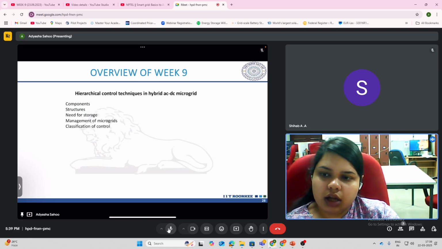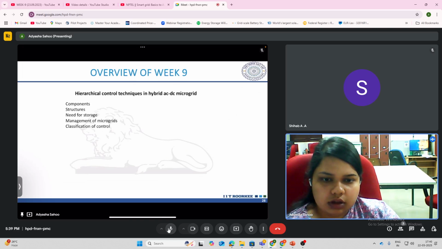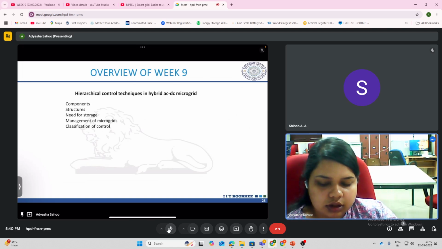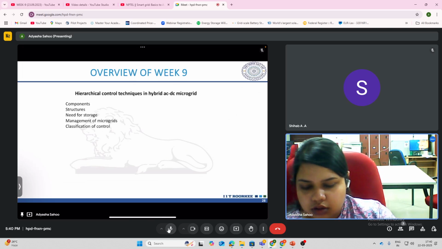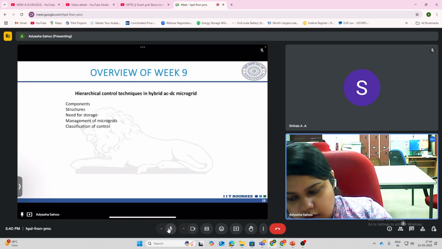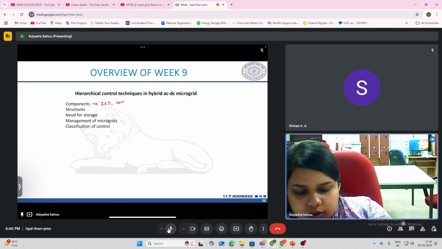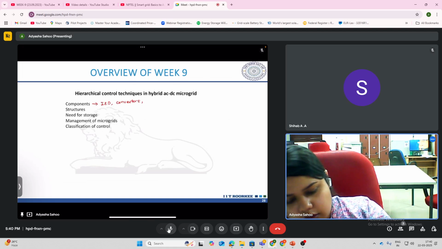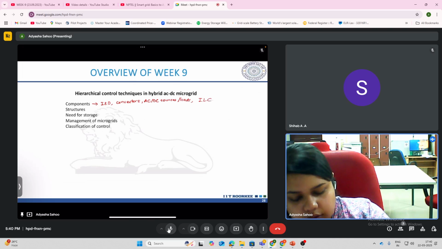Lastly, the last concept was hierarchical control in the hybrid AC-DC microgrid. We have seen the structure of the AC-DC microgrid in the last lecture, I think, last or previous to last. There, the various components were the intelligent electronic devices, various converters, then various AC and DC sources and loads. Then there was the bidirectional converter or the interlinking converter.